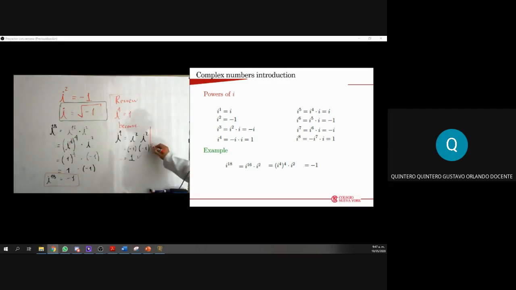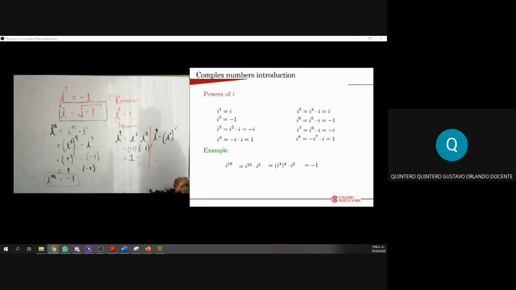But we can do it in another way. I am sure some of you are seeing it. We can do it in a different way. We can say, how much is I to the 4th? Remember, this is the question, right? I to the 4th is the same as I to the 2nd power to the 2nd power.